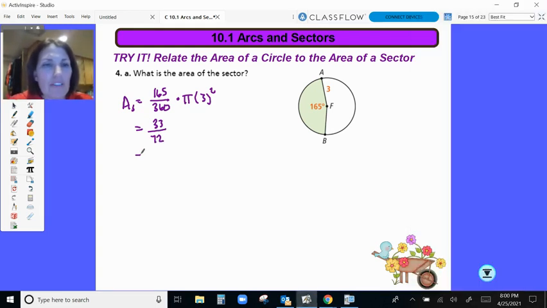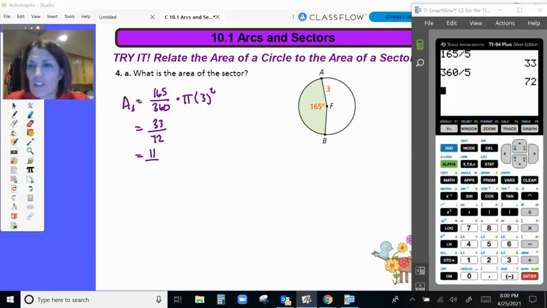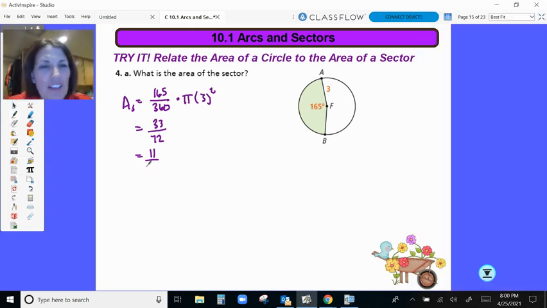And I think I can divide that further by 3. So this will become 11. And then 72 divided by 3 is 24. And that's as far as I can simplify. And that'll become times 9 pi. Okay. And then 3 will go into 9 3 times, and 3 will go into 24 8 times. So we end up with this 33 over 8 pi.